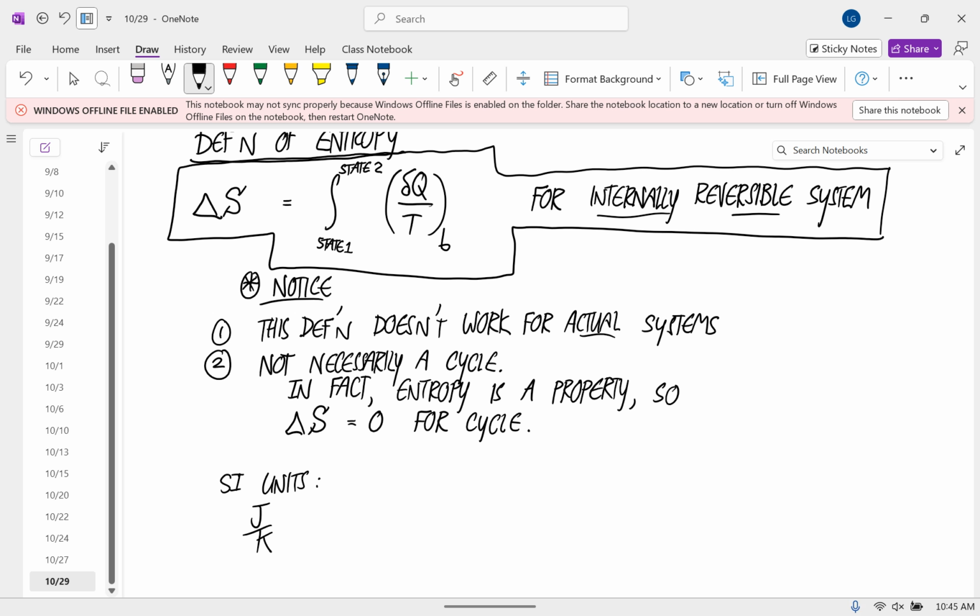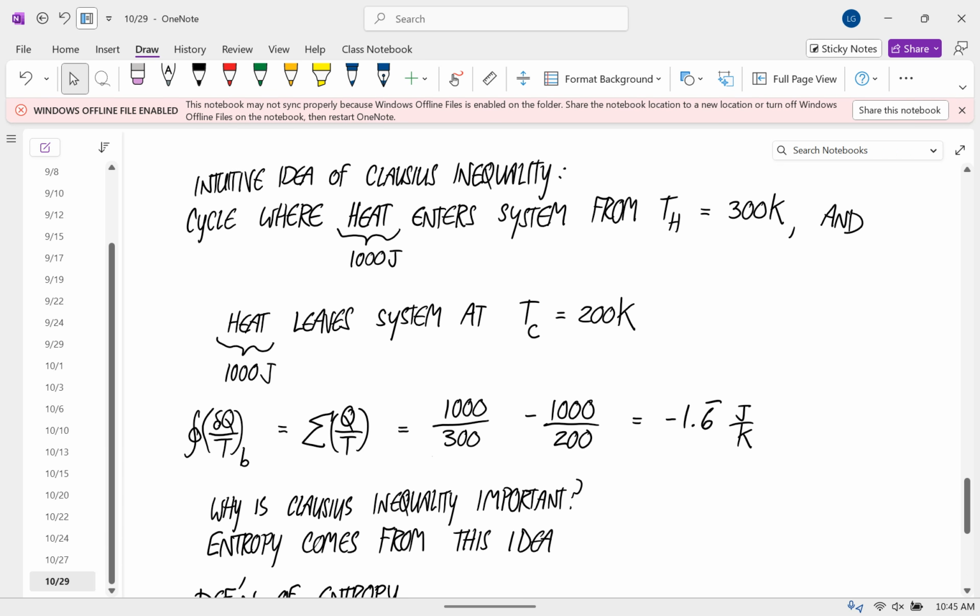Okay. Any other questions right now? So the SI unit for it is joule per Kelvin? Joule per Kelvin. Yeah. And you can just see it from this definition here that the Q is in joules, the T is in Kelvin. And we're going to usually be using specific entropy, which is joules per Kelvin kilogram.